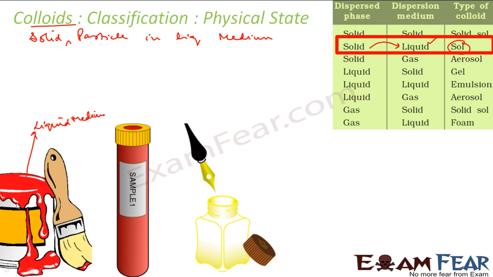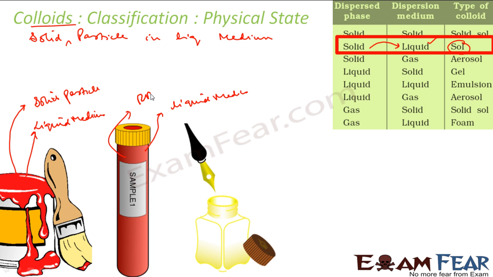But the paint, the red, blue or black, whatever paint you see is solid particles. Correct. So if you talk about the blood also, blood is also actually, if you see, it is in liquid medium. Blood is liquid. The whole blood is liquid, right? The blood is in liquid medium. But the particles inside the blood, that is solid particles.